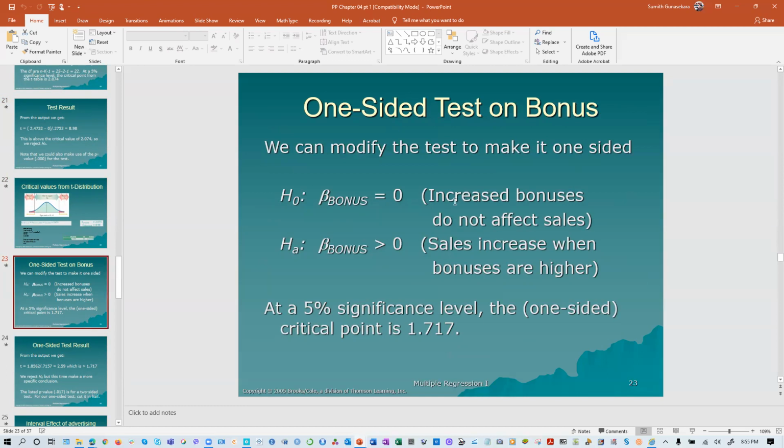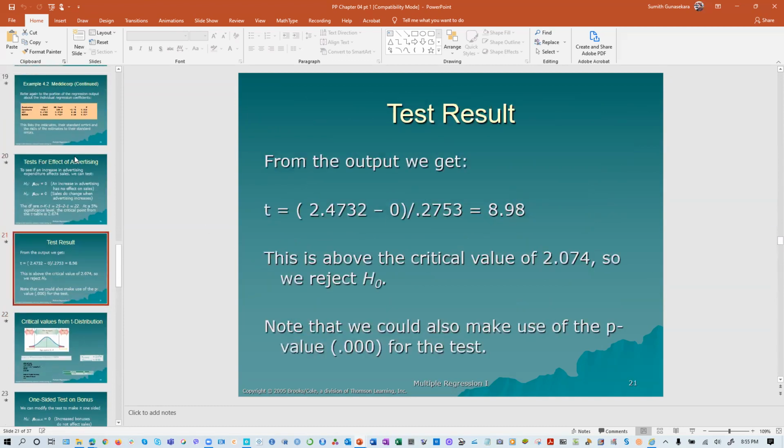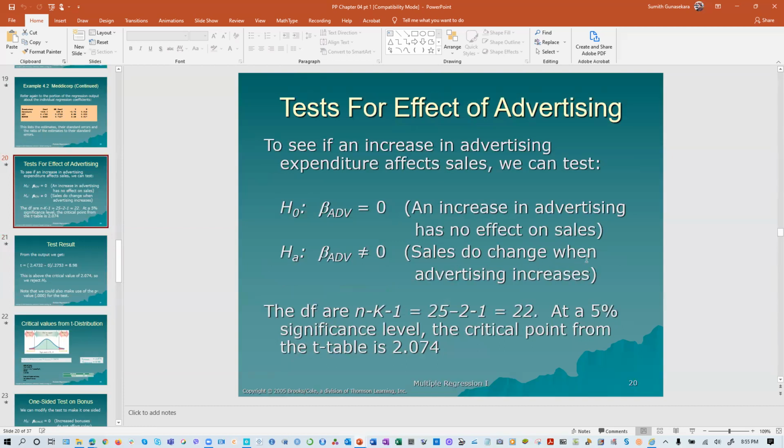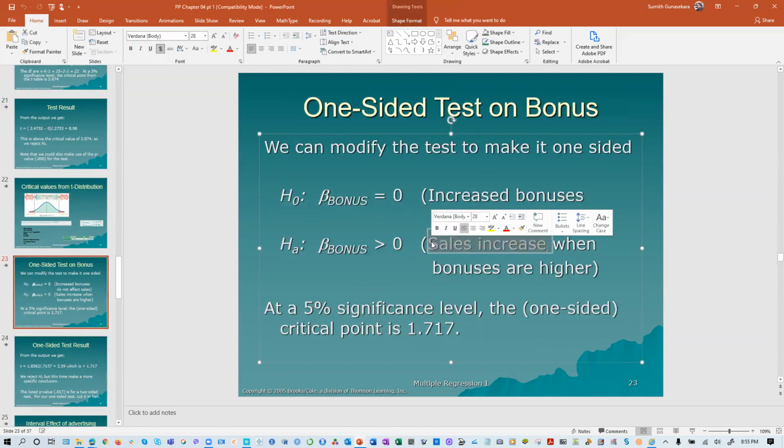Or sometimes they ask another kind of test. Look at this one. Increased bonuses do not affect sales. Rather than say that, they say sales increase when bonuses are higher. Here what they say about advertising: sales do not change when advertising increases. Do not change. But here they say sales increase. Then you have to run this test. How are you going to run that test? Those are the three things you have to look into. There are three types of tests.